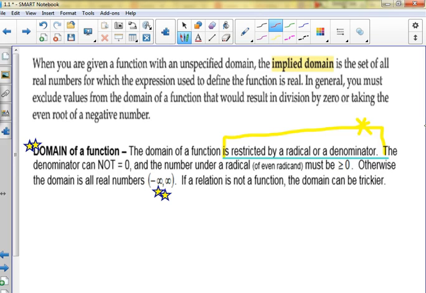Don't make it harder than it is, okay? It says it's only restricted by a radical or an x in the denominator. The denominator can't equal 0, and what's under the radical must be greater than or equal to 0. Otherwise, it's all real numbers. If it's not a function, then it gets a little bit trickier, but we're not going to do those.